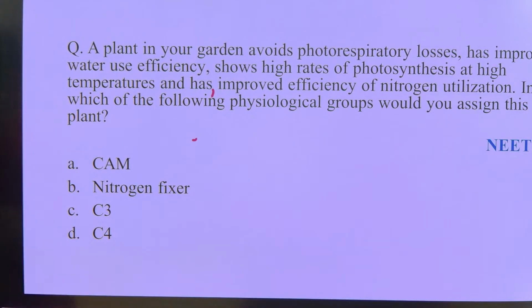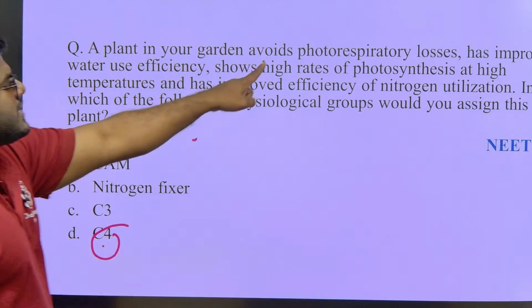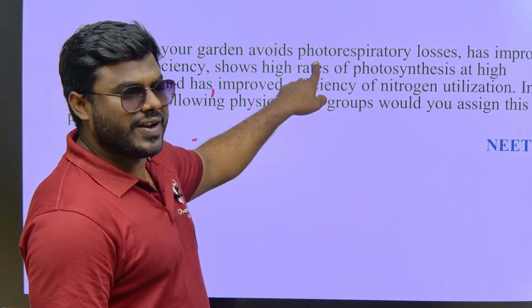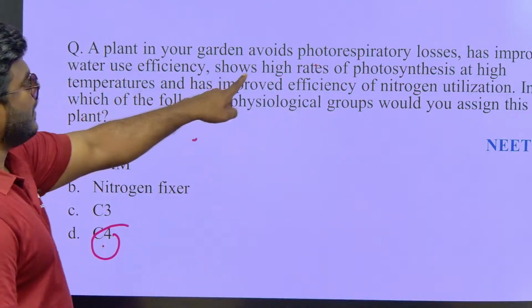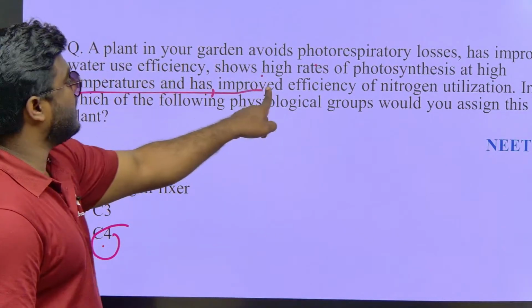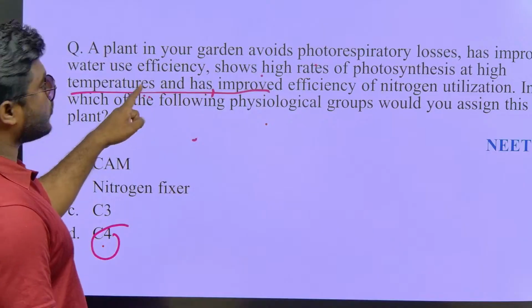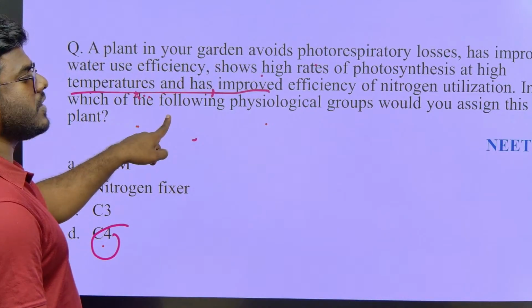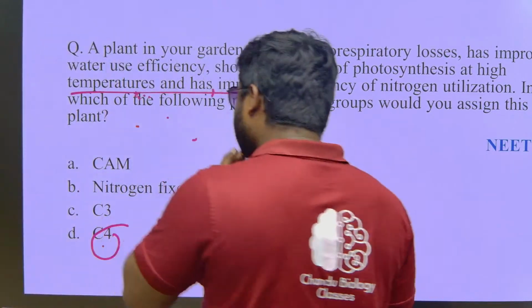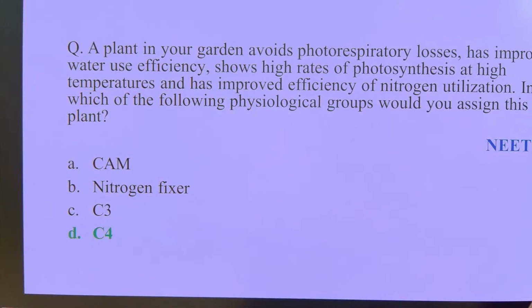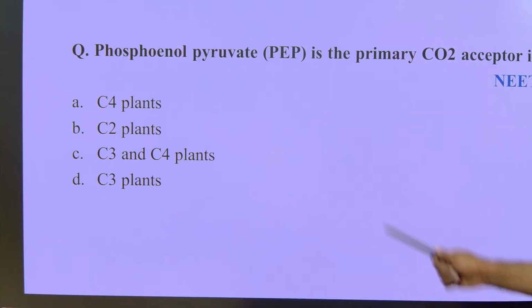Now what's the answer? C4. What is the reason? It is escaping photorespiration, and where is it growing? High temperature. Correct? Even though it is growing at high temperature, still it is fixing the carbon. Obviously it is a C4 plant only. Okay, no point of confusion there. No answer?